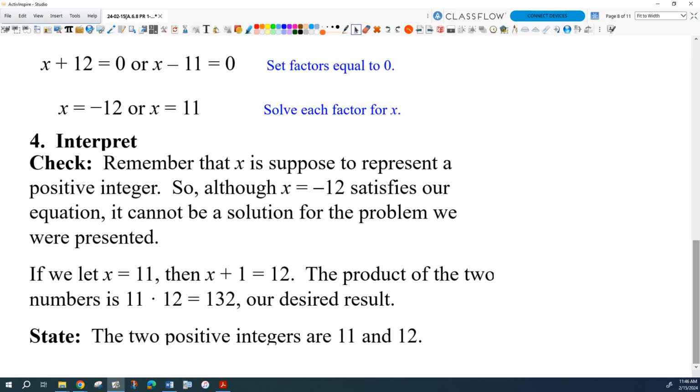Does the negative 12 work? Sure. If negative 12 is my first integer, what's the next one? What's one bigger than negative 12? Negative 11. Well, negative 12 times negative 11 is 132, but those are negative numbers and we wanted positive ones. Therefore, we keep 11 for our first. Okay, make sense?